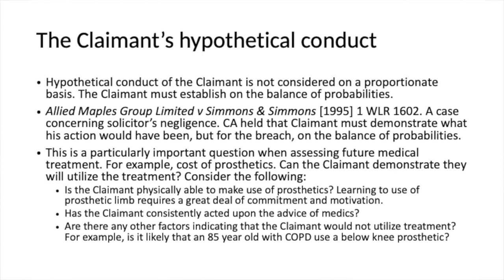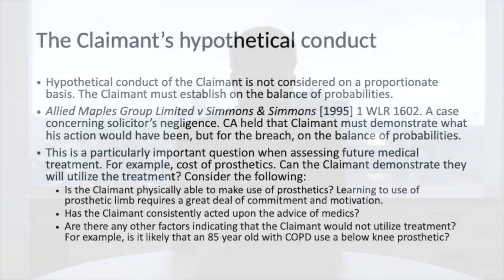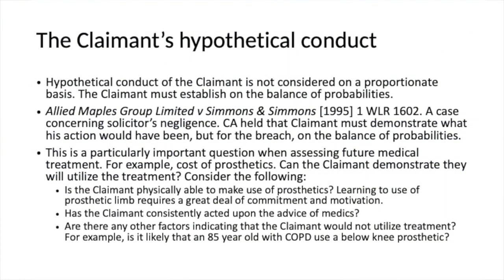Also look to see, has the claimant consistently acted upon the advice of the medics? If you're presented with a case where the claimant says that they would have done X, will do X, either they will obtain a prosthetic limb, or they will undertake CBT treatment, or they will attend physiotherapy. If the claimant's clinical records are littered with instances of the claimant failing to follow medical advice, it's going to be more of a challenge to persuade a court that hypothetically, on the balance of probabilities, the claimant will elect and make use of the medical treatment that has been sought. And as we all know, future medical treatment can be a very costly area of the schedule of loss.